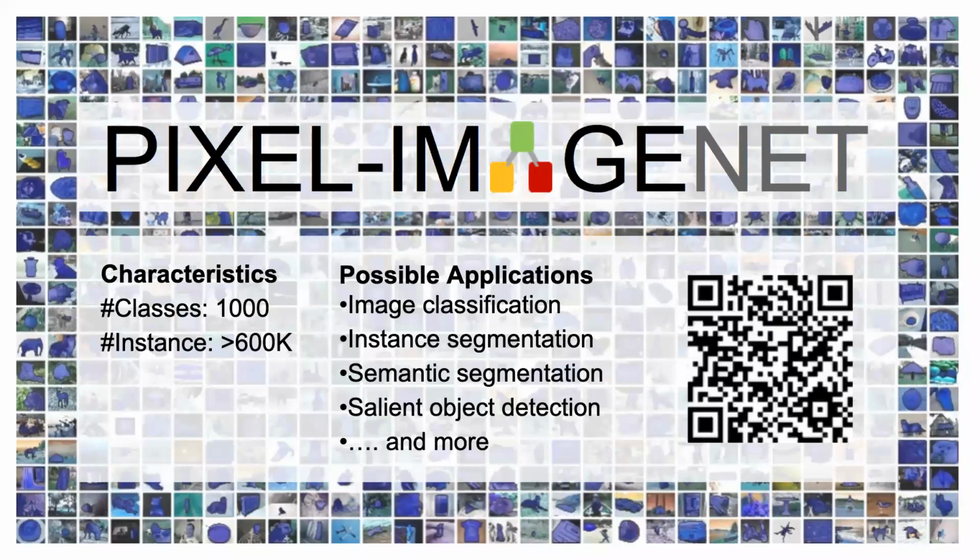Given these interactive tools, we built a pixel ImageNet. We used the tools to annotate more than 600,000 instance masks for the ImageNet localization challenge, which include more than 1,000 categories. I think this data size can be used to benefit image classification, instance segmentation, semantic segmentation, salient object detection, and more. We also plan to sample some subsets from this data set to perform, for example, few-shot learning in the future.